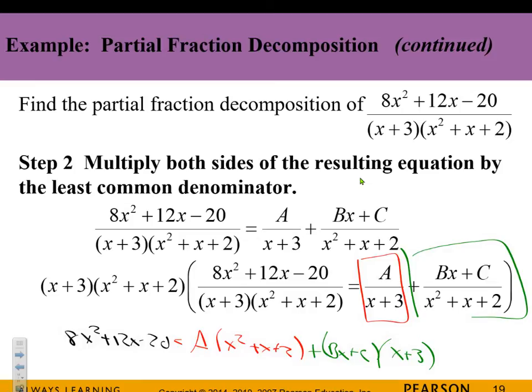Do you see what I see? If we multiply this to this, the x plus 3 will cancel out. So you're going to end up with a times this. And the other one, this cancels out, and you get the numerator times the denominator. Good?